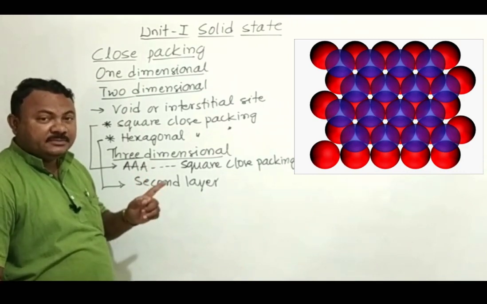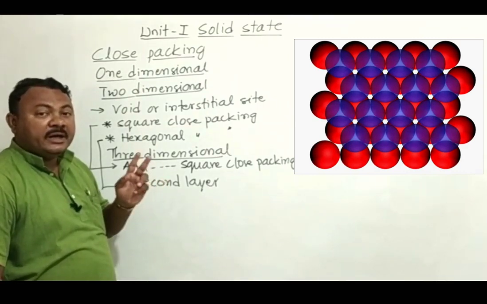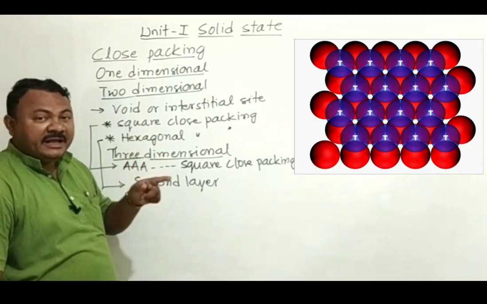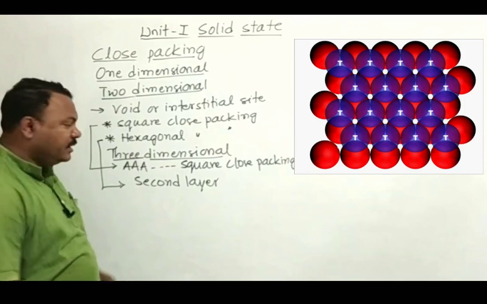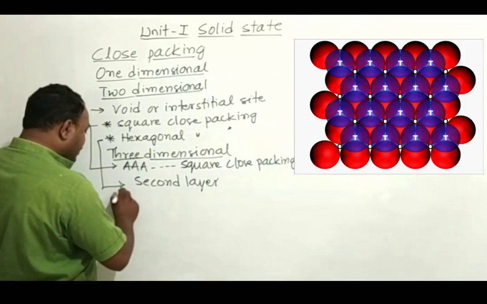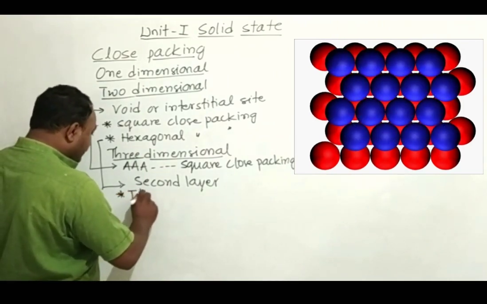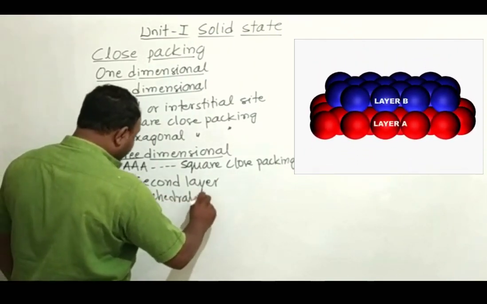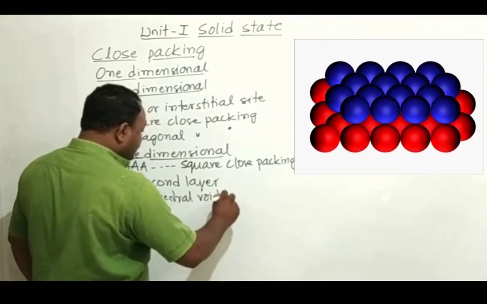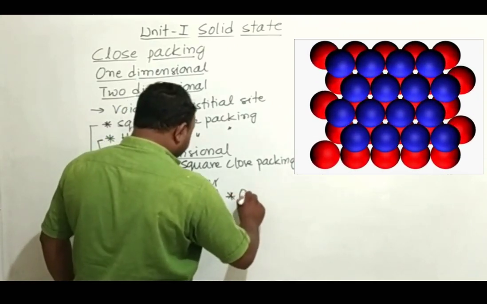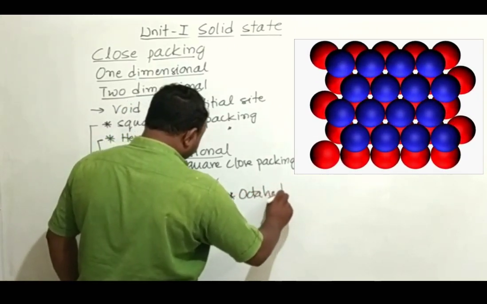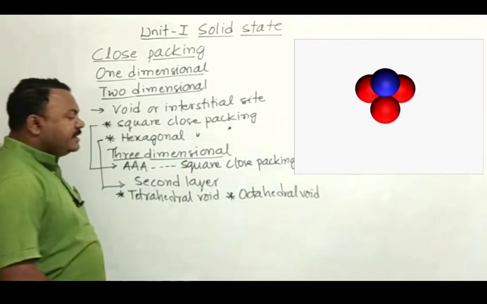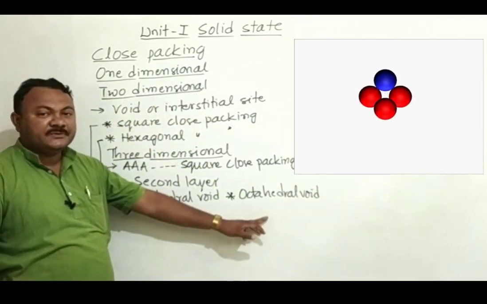And you see, we are getting two types of voids. One is indicated by T and another is indicated by O. T corresponds to tetrahedral void. It is the void present between 4 atoms or spheres. And another type of void we are getting is called octahedral void. This is the void present between 6 atoms.